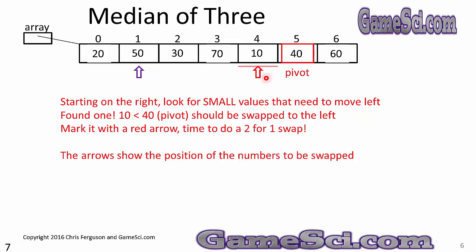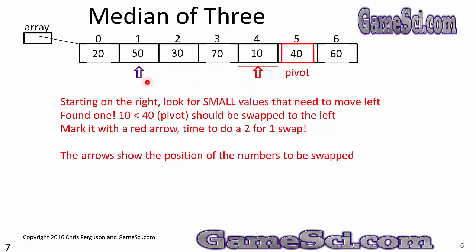Starting on the right, let's look for small values that need to move left. We found one. 10 is less than 40, which is the pivot. It should be swapped to the left. Mark it with the red arrow, and it's time to do a 2-for-1 swap.